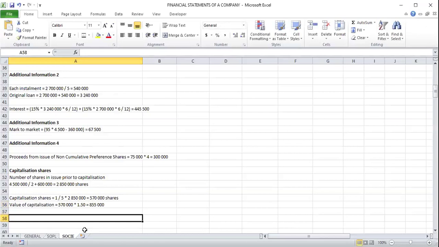So that's the capitalization. And what do we do with capitalization shares? We add to the ordinary shares and then we subtract from the retained earnings. Any questions? Right. Then additional information 5.